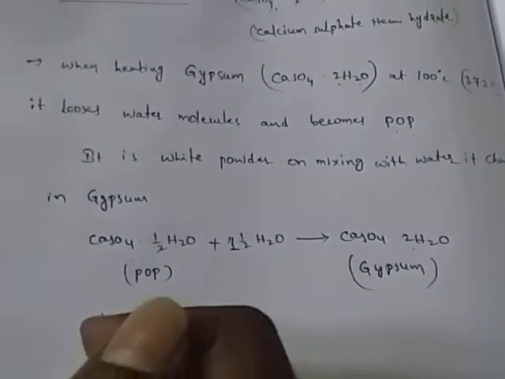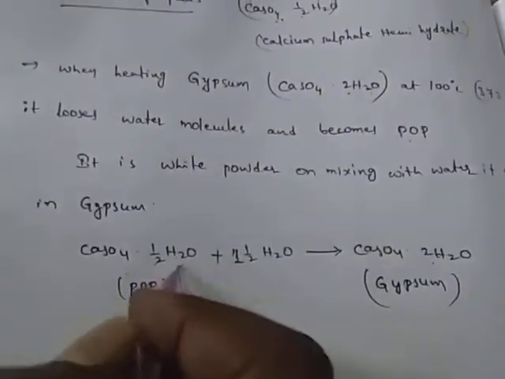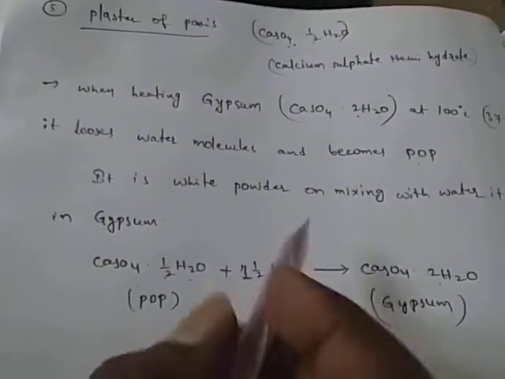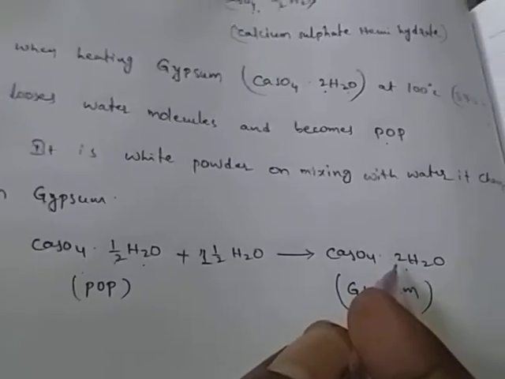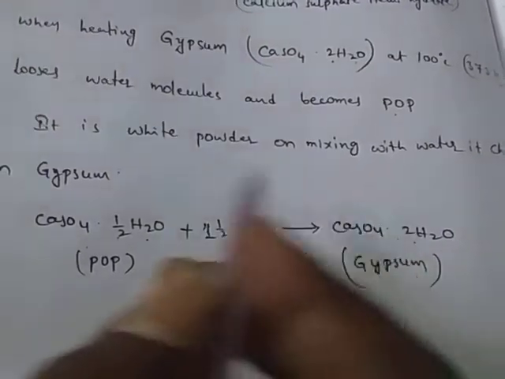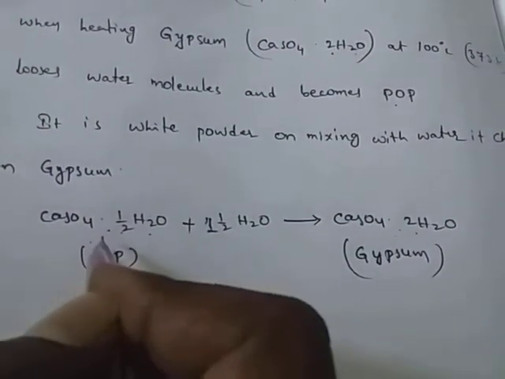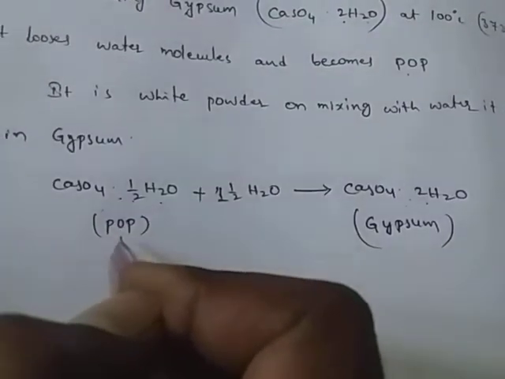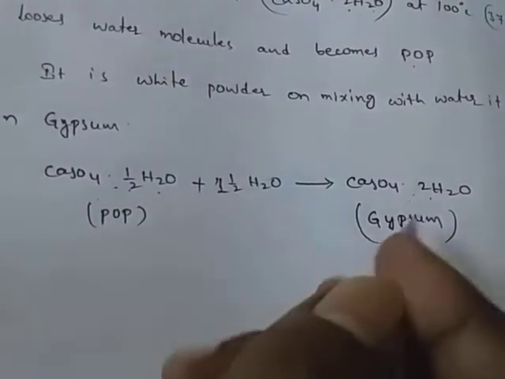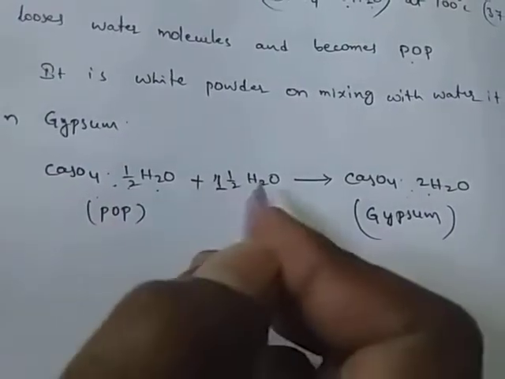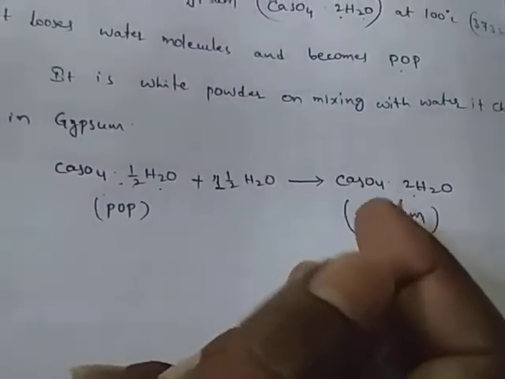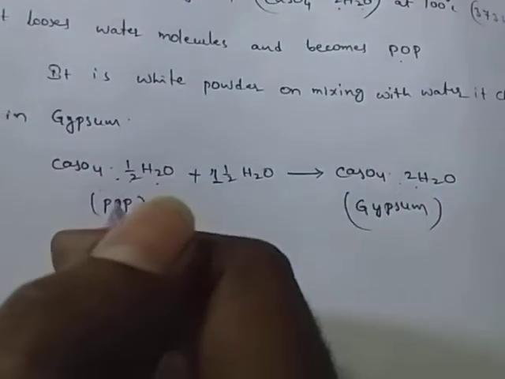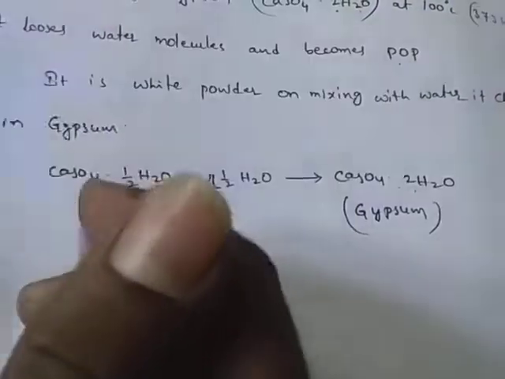When we are heating the gypsum at 100 degrees Celsius, it loses the water molecule and becomes POP. Suppose this is a gypsum. When we are heating this gypsum, it loses the water molecule and is converted into the POP. It is a white powder. On mixing with water, it changes again into gypsum.